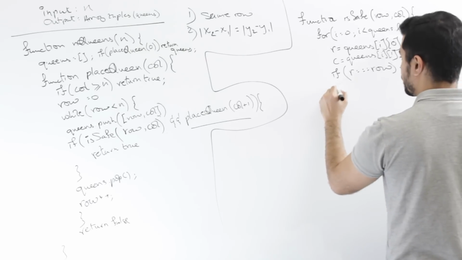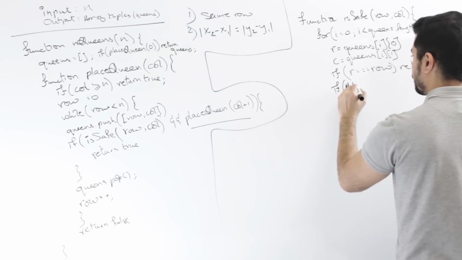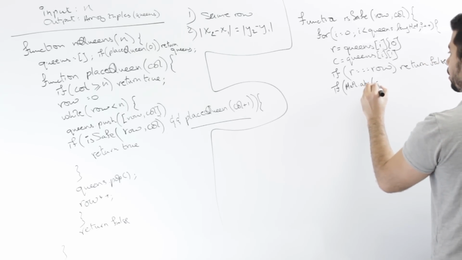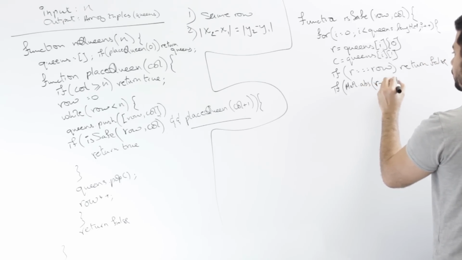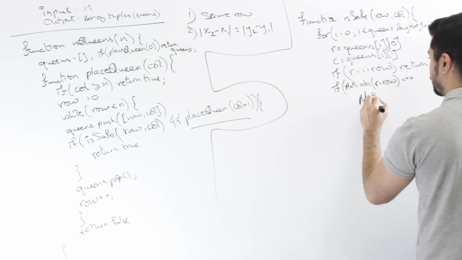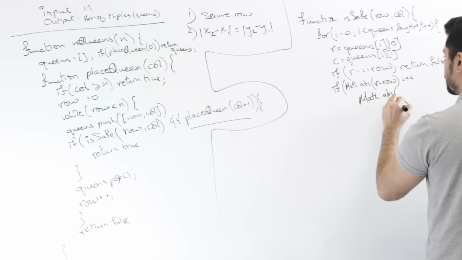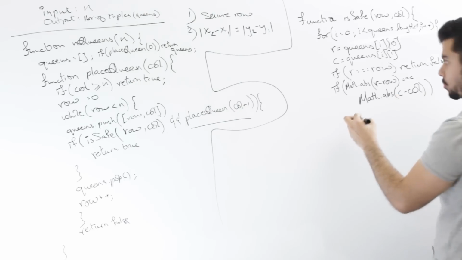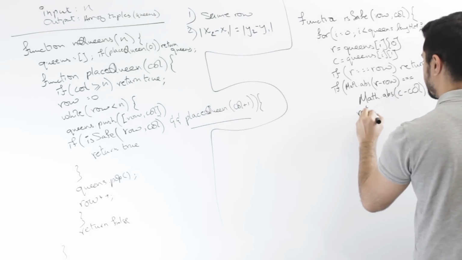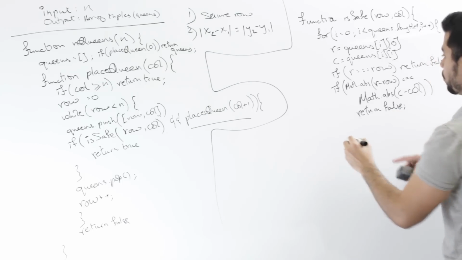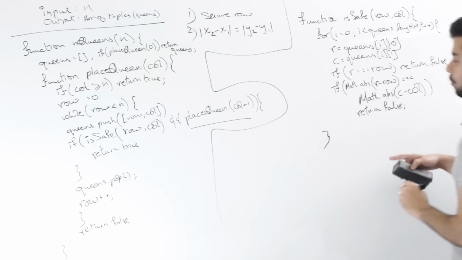And the second condition is if Math.abs(r - row) equals Math.abs(c - col). If this evaluates to true, then you return false, right? So now we'll be done with the for loop.